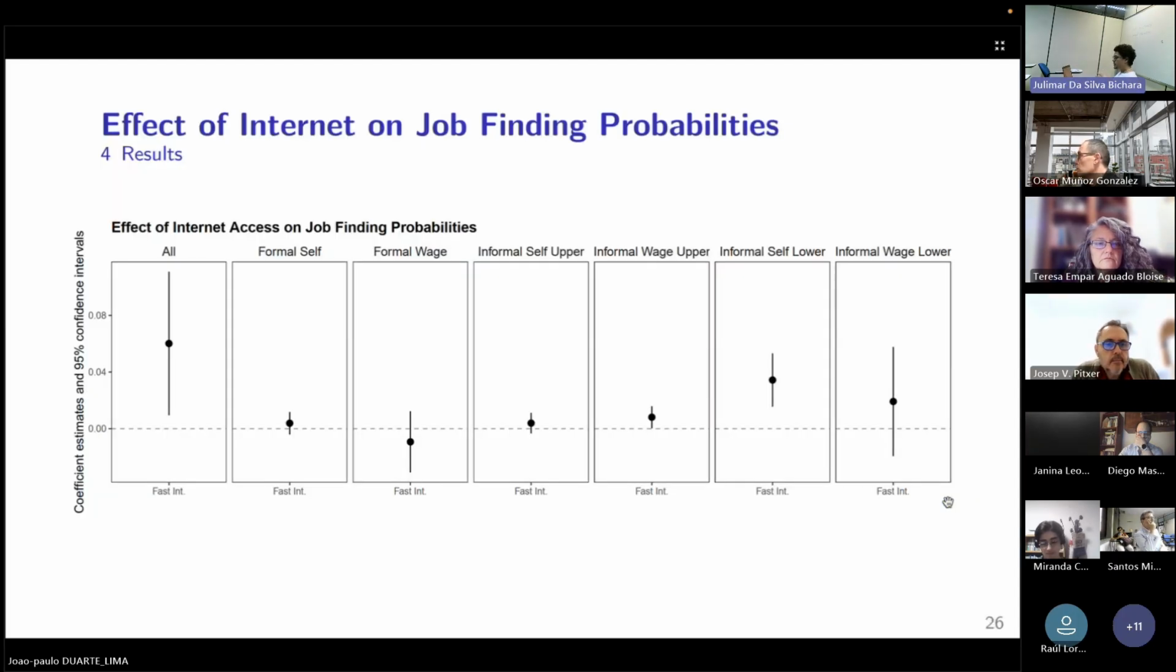And as we can see, for all employment, having access to faster internet gives a higher probability of finding a job. These are transitions from unemployment to employment. So having internet access means there is a higher probability of having a job. But this is true only for informal jobs, like informal wage upper tier jobs and informal self-employed lower tier jobs.